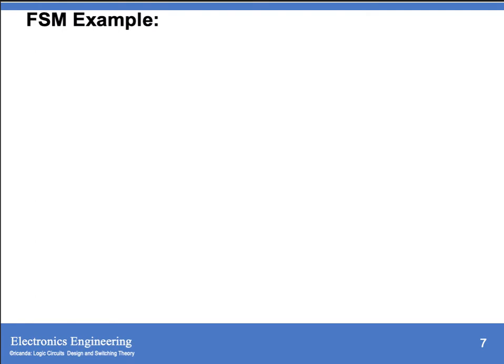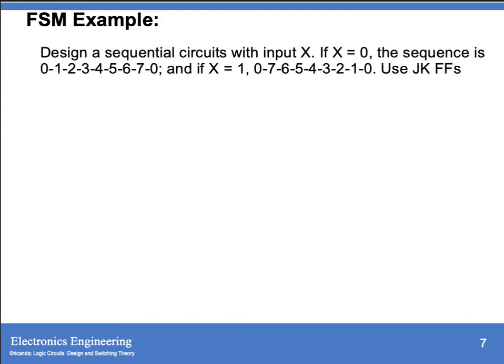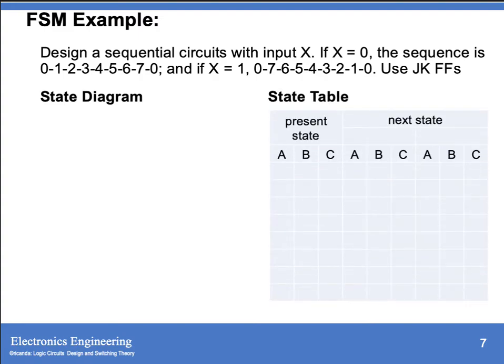We have this example, but this example is not a finite state machine. It is a regular sequential circuit. So we have to design a sequential circuit with input x. If x equals 0, the sequence is 0, 1, 2, 3, 4, 5, 6, 7, then goes back to 0. And if x equals 1, we have 0, 7, 6, 5, 4, 3, 2, 1, then back to 0. And we have to use JK flip-flops. So we have your state diagram and your state table. In your state table, we have the present state and next state depending on the value of your input x.